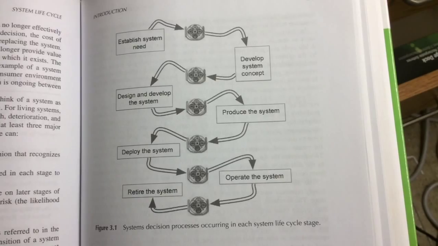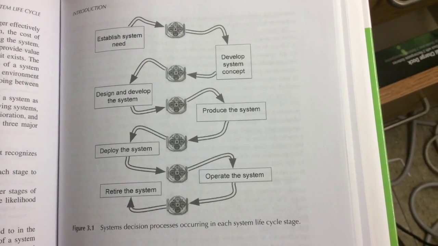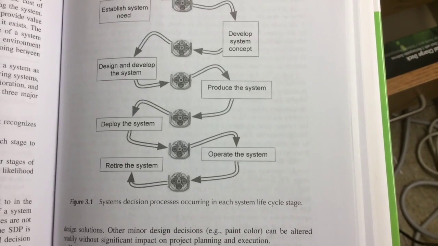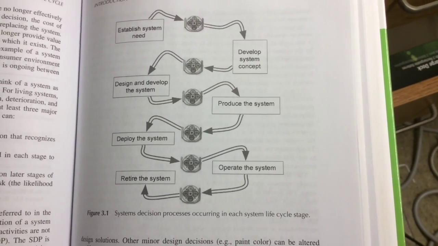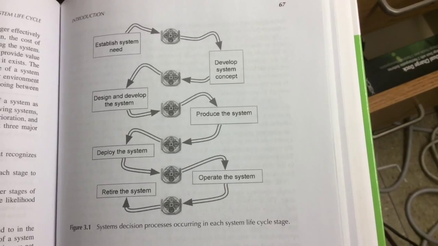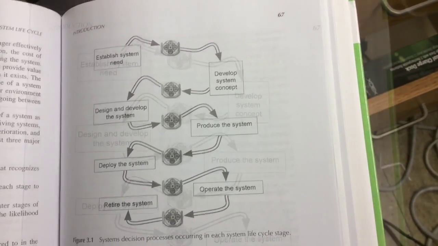Deploy the system. You could also take too long to deploy the system to where you don't need the system anymore. And operating the system, you could always run into problems such as people not knowing how to operate the system correctly, and then retire the system. You could retire it too early, or by the time you get to produce a system, you might need to directly retire it because it took too long to deploy.